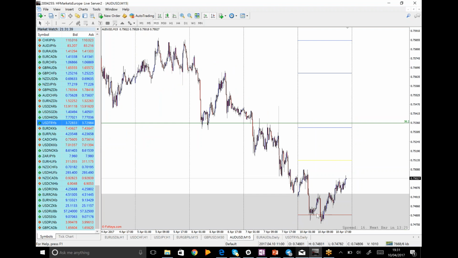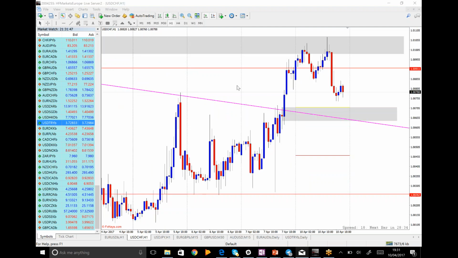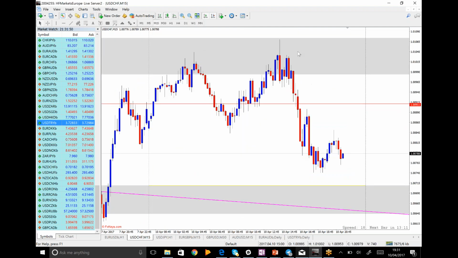We also had a buy signal on AUD USD, also produced profits. I believe we had USD CHF that was being analyzed to sell this currency on a 15-minute chart. Right here when we got this nice pin candle, we were in and we were short. That means we were selling this currency.